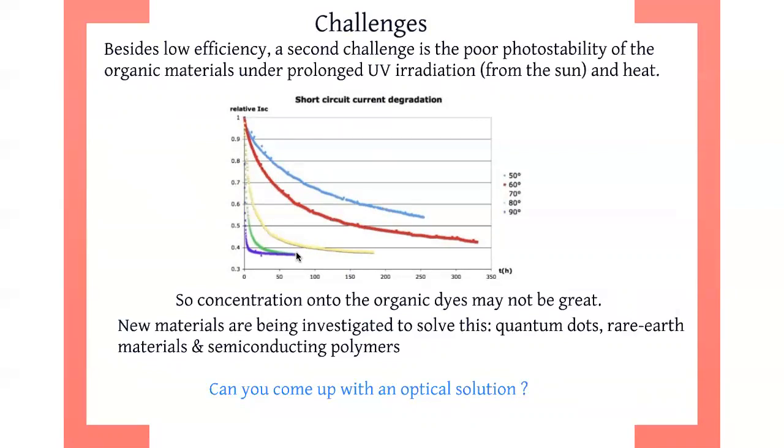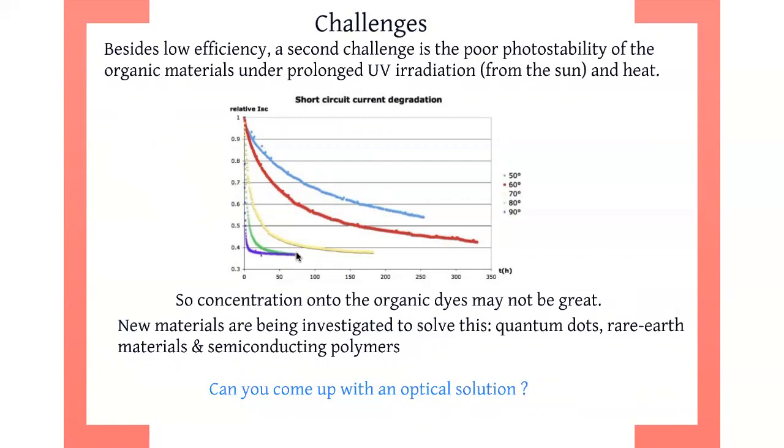Okay. But can you think of some optical solution here from whatever we have talked about in this class of solving this problem, just conceptually? Drop something.